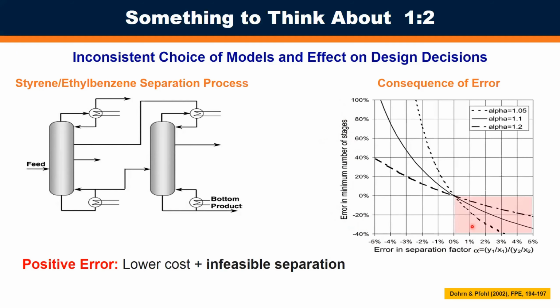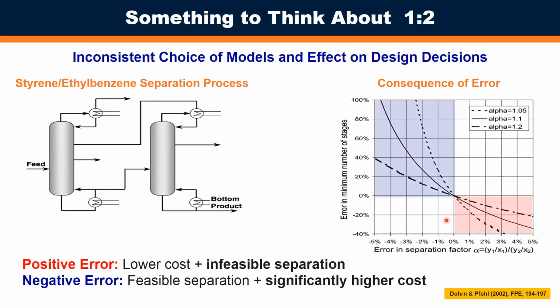But you can see, if you have a positive error, so you're basically overestimating the alpha value, you're going to get lower cost because the minimum number of stages goes down, but you're actually getting below 0, meaning that you can't actually do the separation. So this is a very, very poor space to be in, because even though your economics might look good, your performance of the plant is not achieving what you actually set out to do. If you have a negative error, you will have feasible operation because you're going to be above the minimum number of stages, but it's going to be at a significantly higher cost.